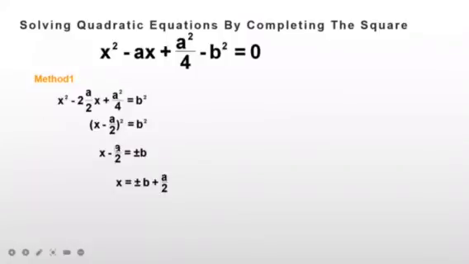Yeah. And then there's another method, which is what we've gone over in our last class about factoring. Now you can turn a squared over 4 minus b squared, because they're both perfect squares, you can just apply the difference of squares formula onto it to get x squared minus ax plus (a over 2 minus b) times (a over 2 plus b) equals 0.